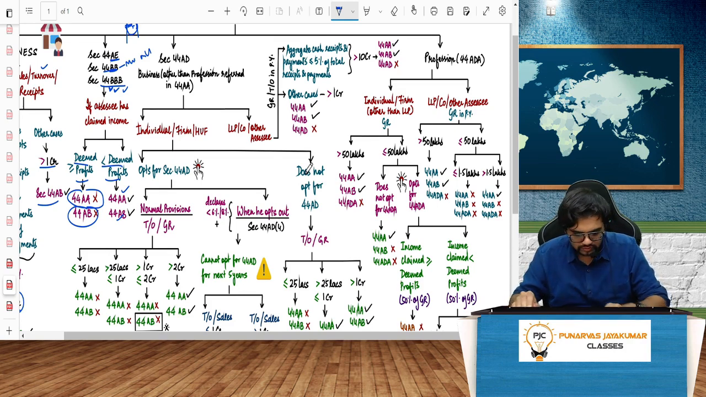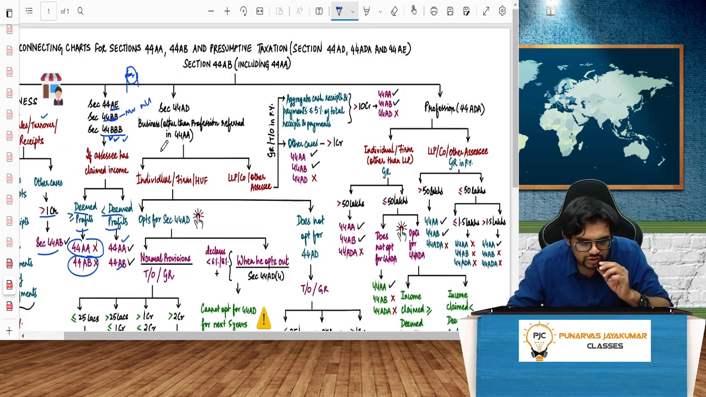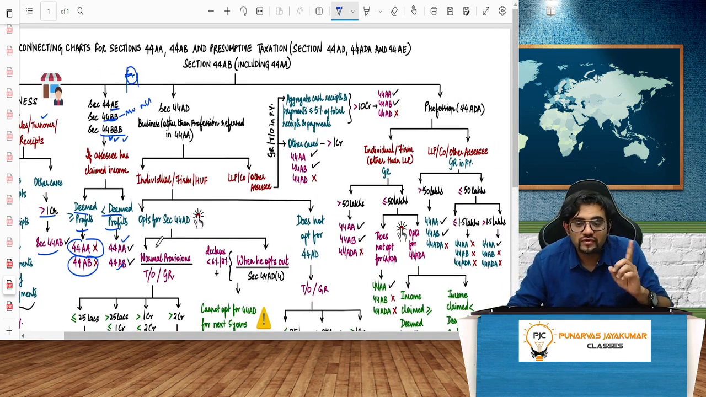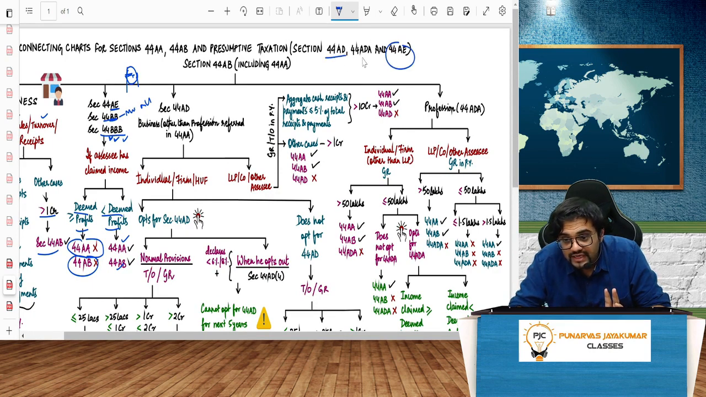Yes, guys, come on. Moving on. Right. So we have finished these two parts. Very simple. Now let's come. So 44A is done. There's nothing much there. Now coming to AD and ADA, the deadly ones, with all the amendments that have come in the Finance Act 21. Let's do it.